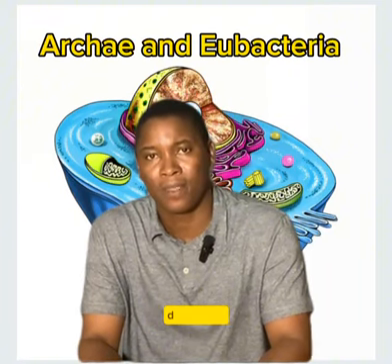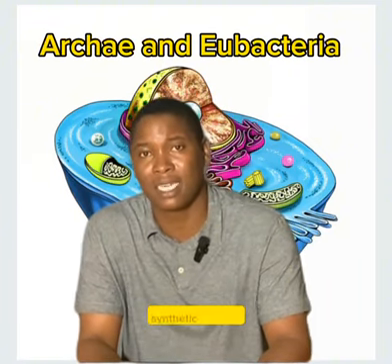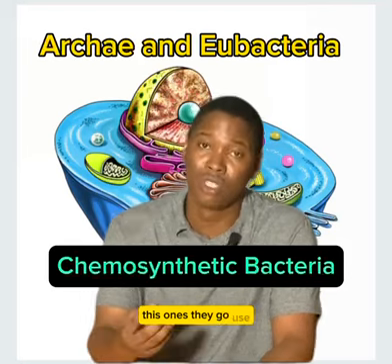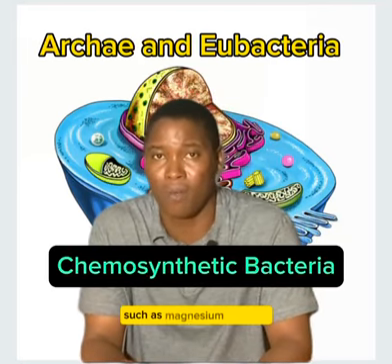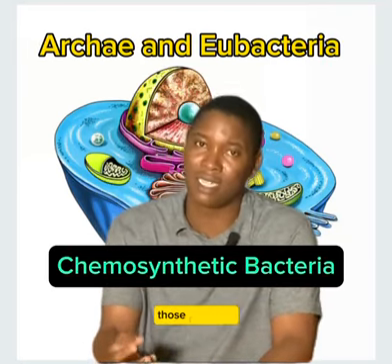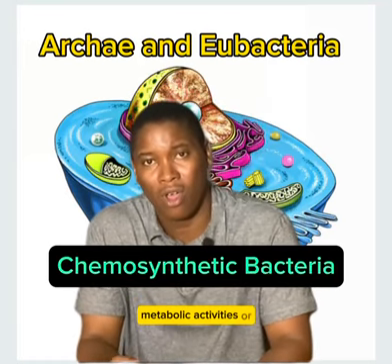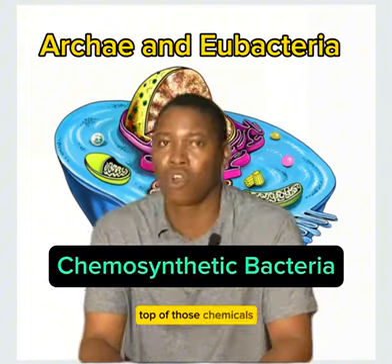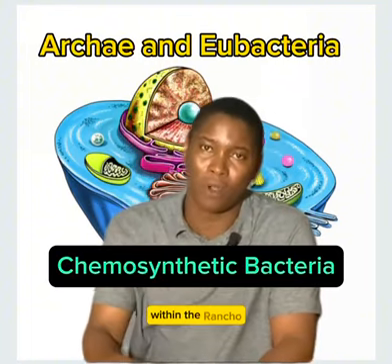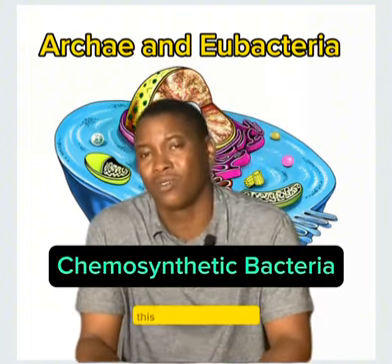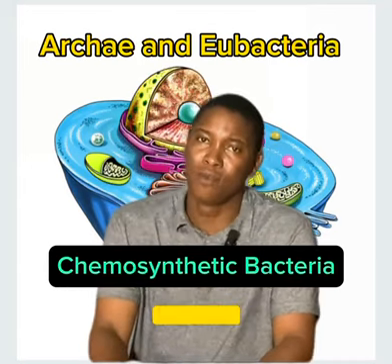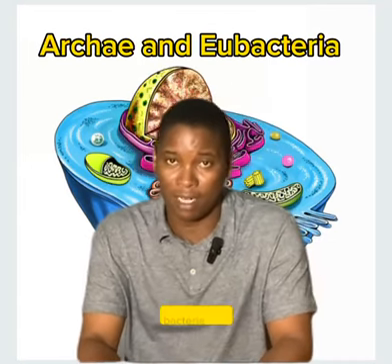Other bacteria dey like some dey dey call dem chemosynthetic bacteria. These ones dey go use different chemicals such as magnesium or sulfur. Dey go carry those materials use am run different metabolic activities or reactions on top those chemicals, come produce wetin dey wan chop even using those chemicals. These ones dey important and we dey call dem chemosynthetic bacteria.